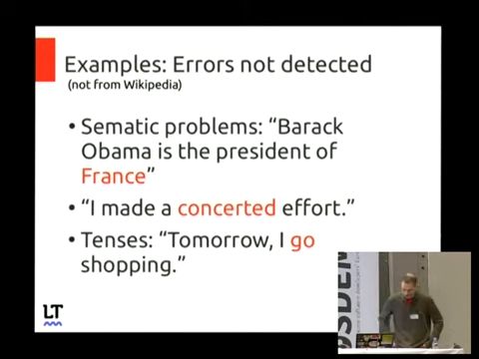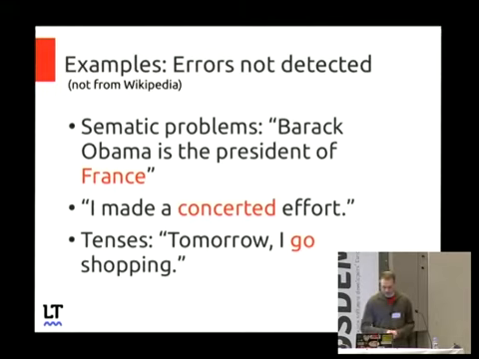So some examples of errors which we cannot detect. These are not from Wikipedia now, I made them up. So we cannot detect semantic problems, of course, like "Barack Obama is the president of France." That won't trigger any error. If you write something like "I made a concerted effort," your English teacher will tell you that "concerted" implies more than one person was involved. So that's not correct, but we won't detect that now.